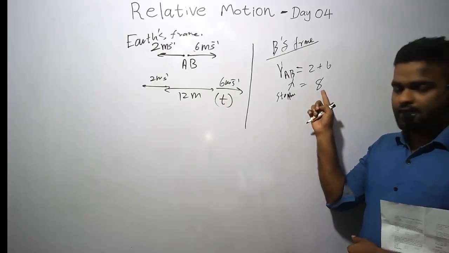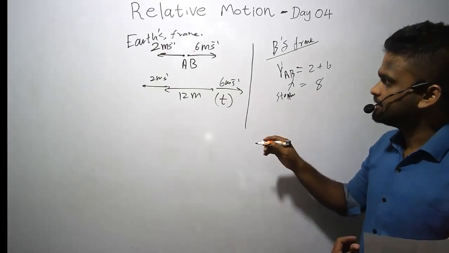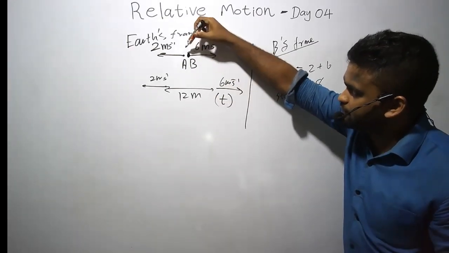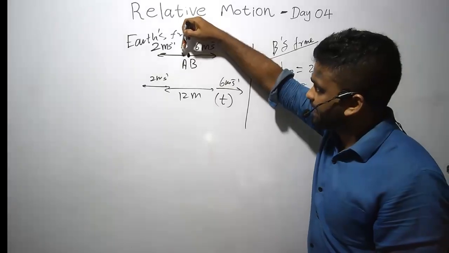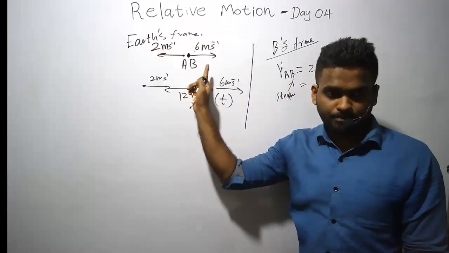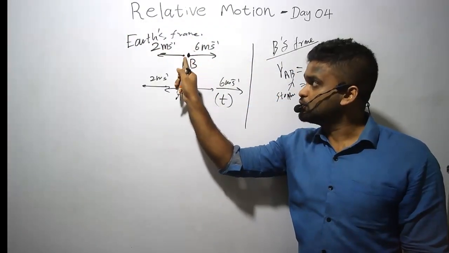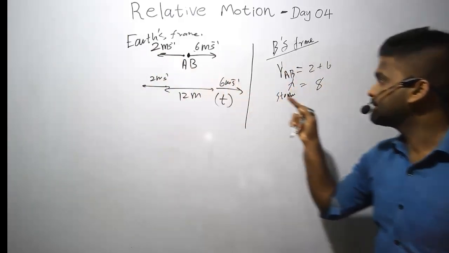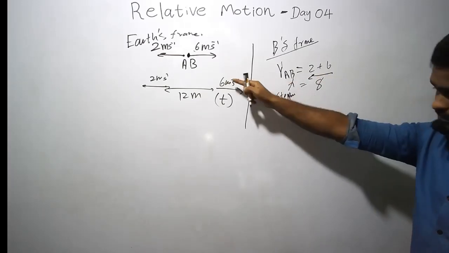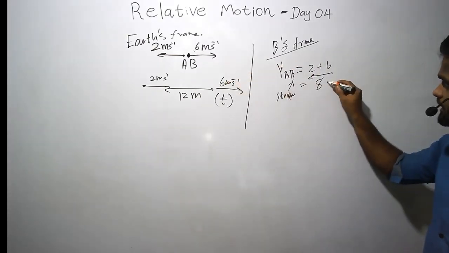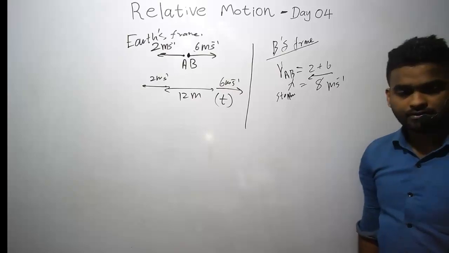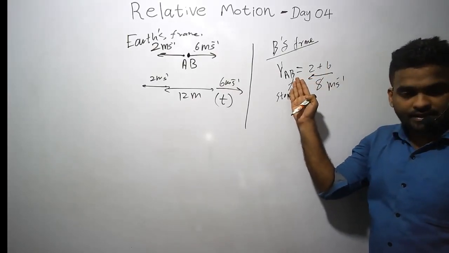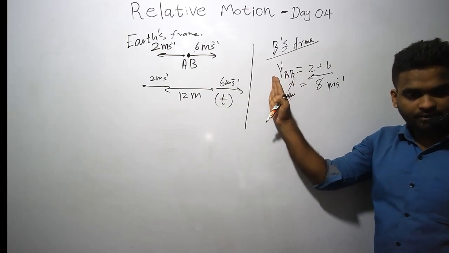What's the direction of 8? If B is stopped, what do you see? That A is moving away. If B is stopped, you notice that A is moving away, right? So the relative velocity should be to this side. Actual direction is not relevant to this question. Okay. Now velocity is relative to B. Relative to B, velocity of A is 8.